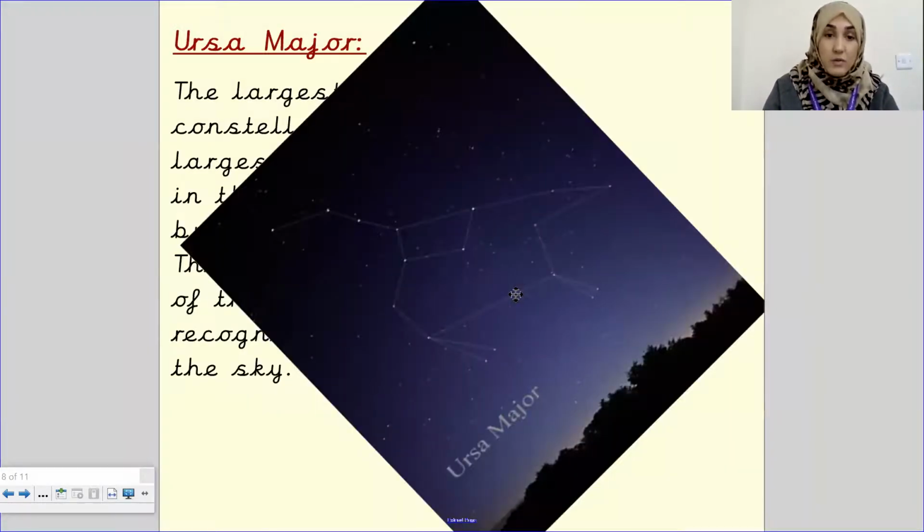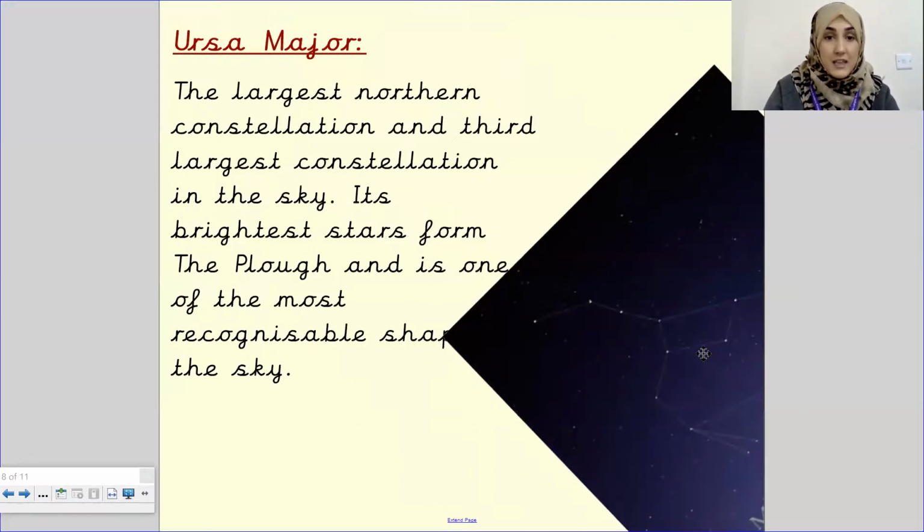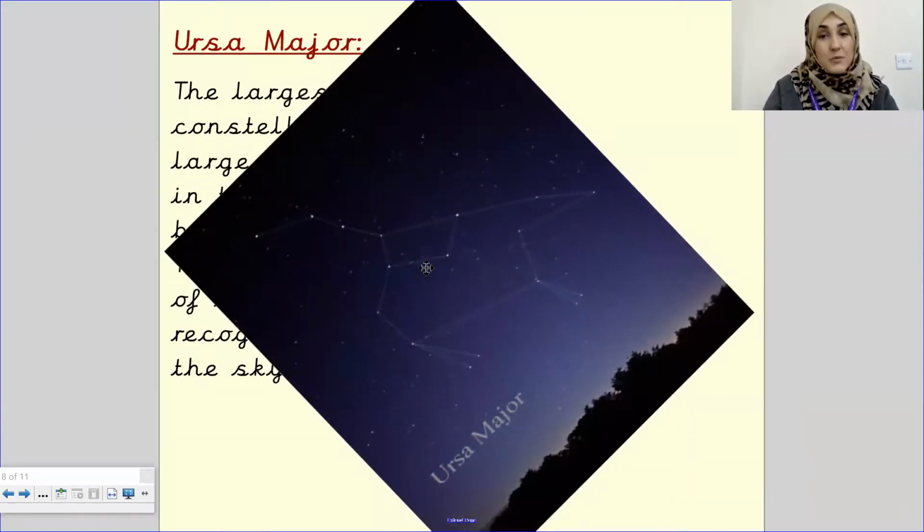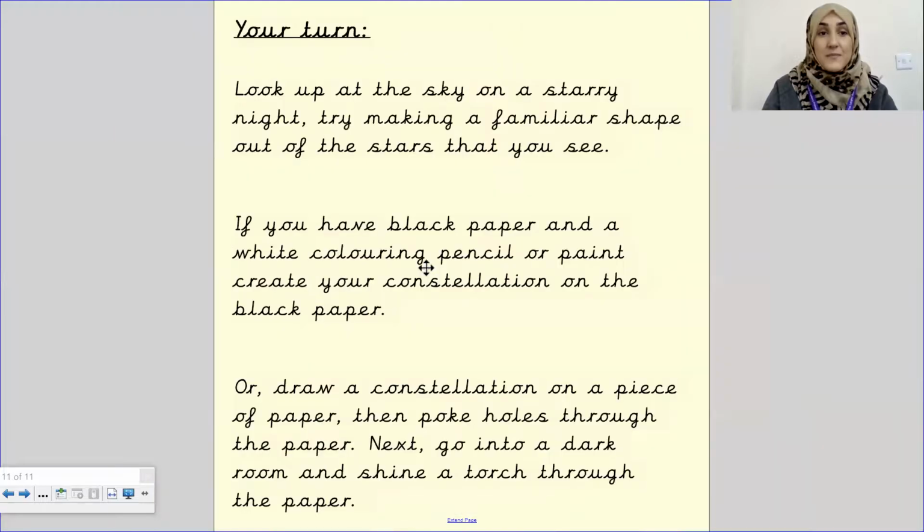I think the most difficult one for me would definitely be the Ursa Major because there are several stars that join together to make this lovely plough. So that would be really hard for me to recognise. Okay, Morris class. Now I'm going to explain your task.